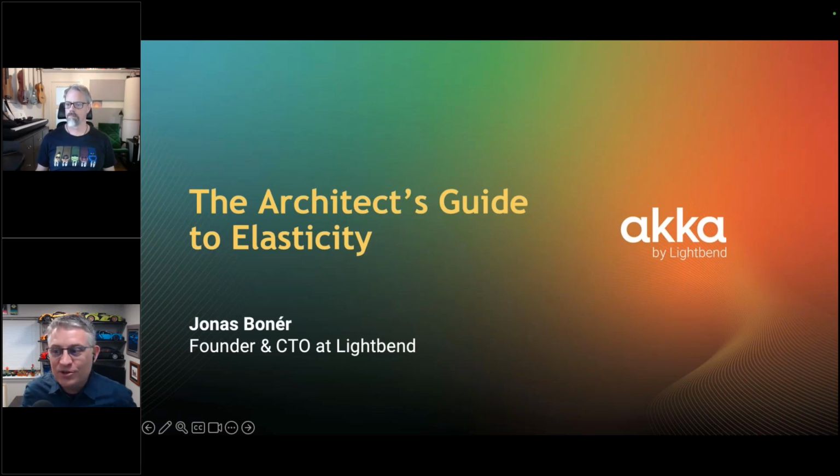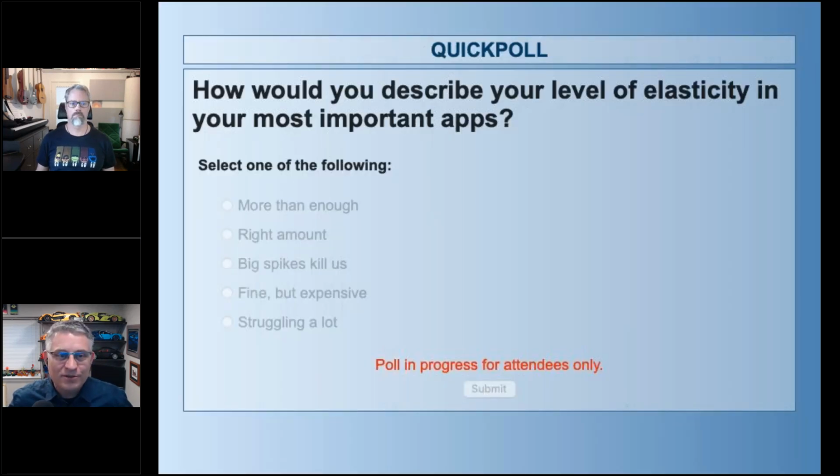Now, before we get into the presentation, we have a couple of quick questions for the audience. There should be a poll coming up on your screen pretty soon. The first question we want to know is, how would you describe your level of elasticity in your most important applications? From more than enough to the right amount, big spikes are going to kill us, it's fine, but it's expensive, or we are struggling a lot. Give everyone about 30 seconds or so to respond to that.